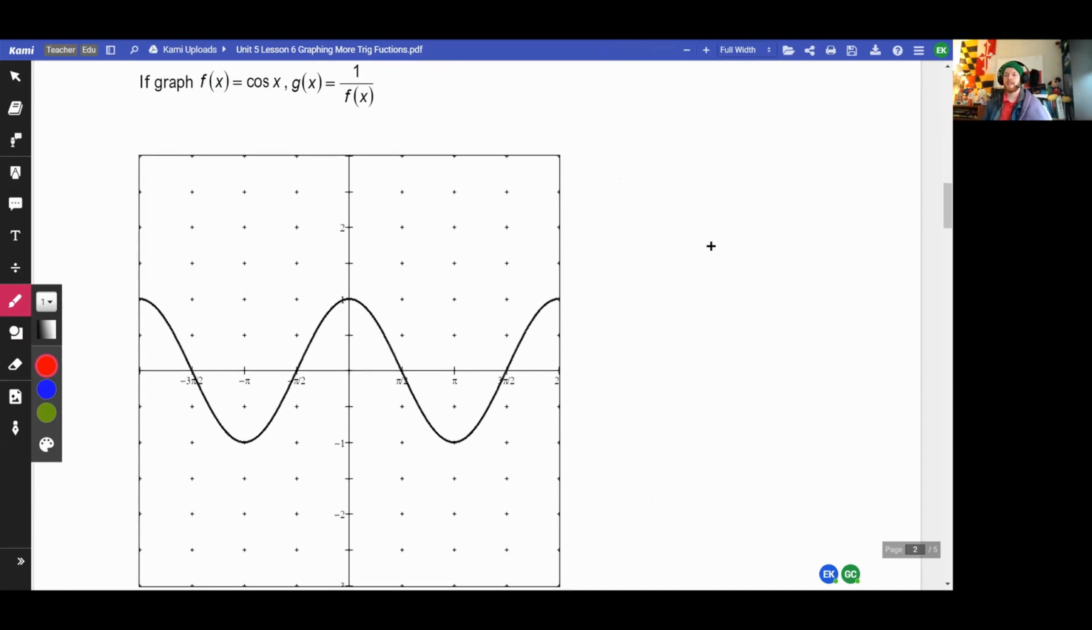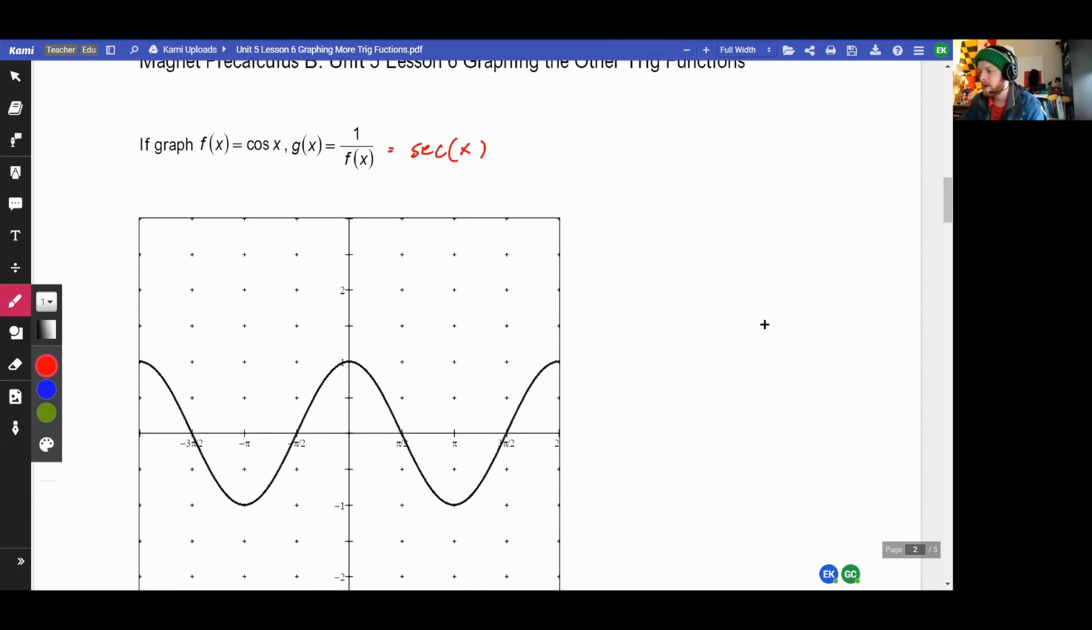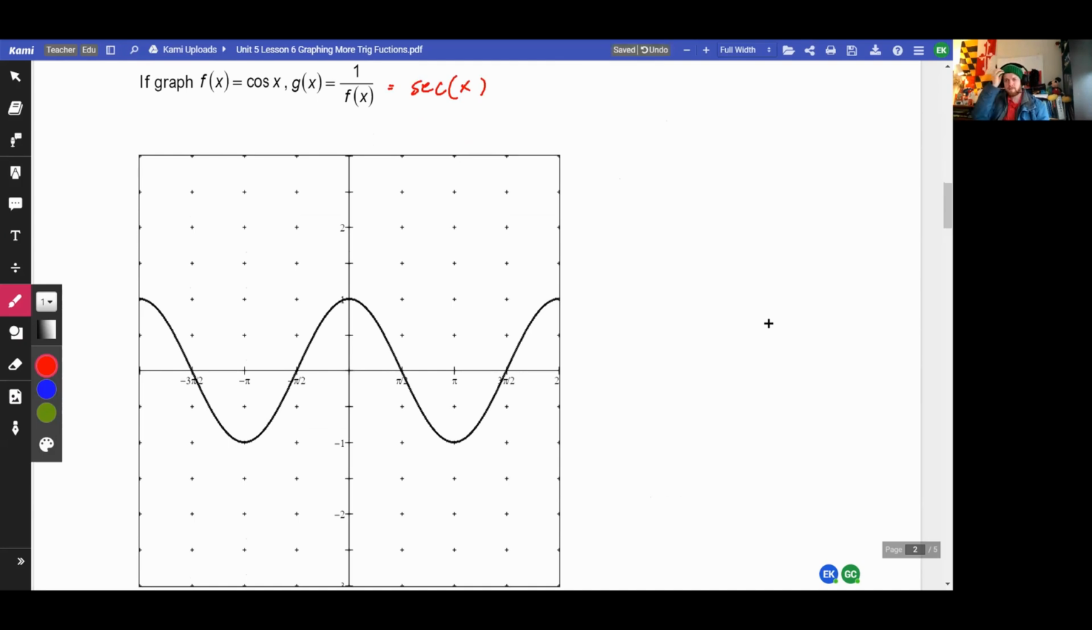The reciprocal of cosine is? Secant. Secant. All right, we're graphing secant here. Sine and cosine are shifts of each other, right? Can we know before doing this that secant and cosecant are going to be shifts of each other? Yeah. What's the identity?